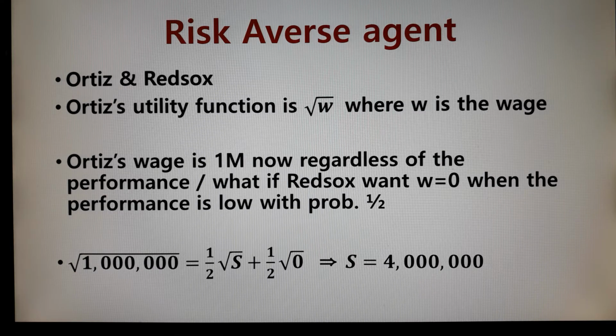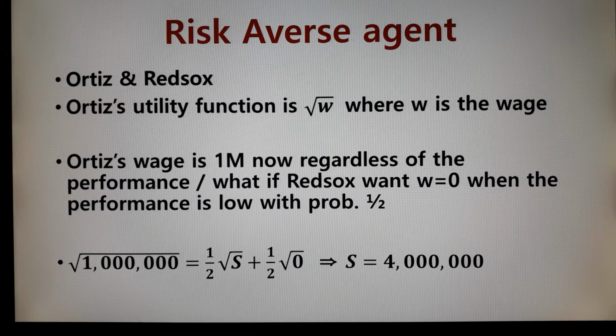We were in the middle of talking about the Red Sox and its agent player Otis. We are assuming that Otis has a risk-averse utility function. W is the wage and root is the utility function. I explained that if Otis has two options, getting $1 for sure or $2 with probability of 50% and zero with probability of 50%, which would he like?